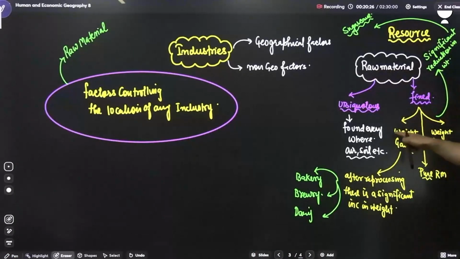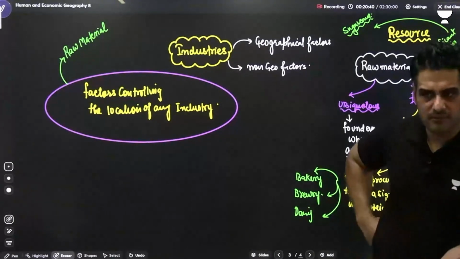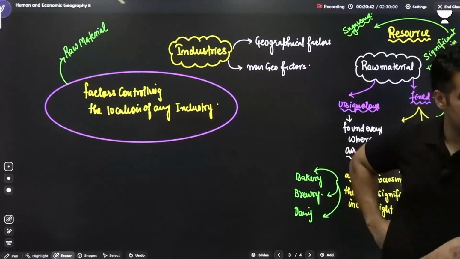So if anyone asks you what is a weight gaining industry? Brewery, bakery. What is weight losing here? Sugarcane is there. What else? Iron and steel is there. समझ आ रहा है? So is the iron and steel industry weight gaining or weight losing? Weight losing. समझ आ रहा है ये?